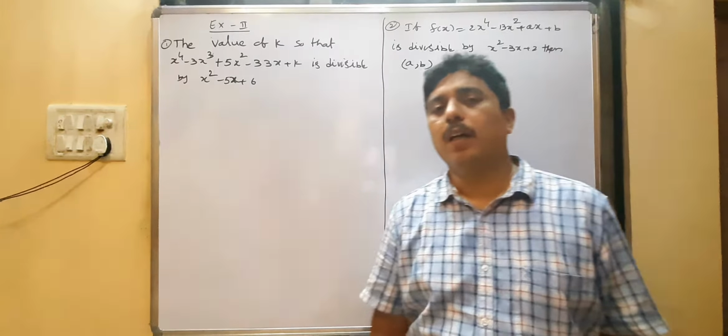x square minus 3x plus 2, which can be written as x square minus px minus q. So you have to write p and q values 3 and minus 2. Coefficients of x power 4: 2, x cube: 0, minus 13, a, b. This is divisible by a second degree polynomial. The last two terms go to the remainder. The remainder value should be equal to 0.